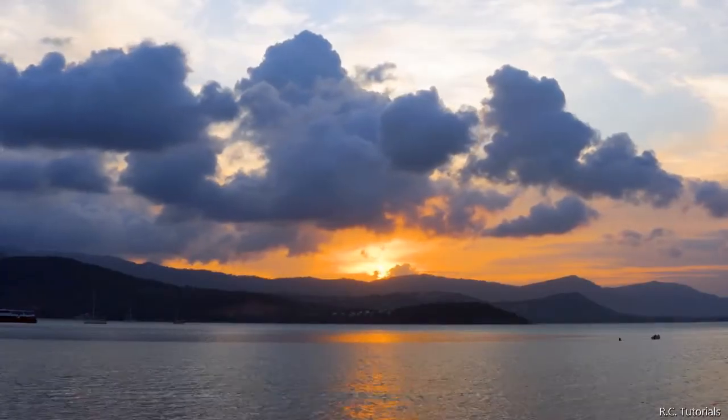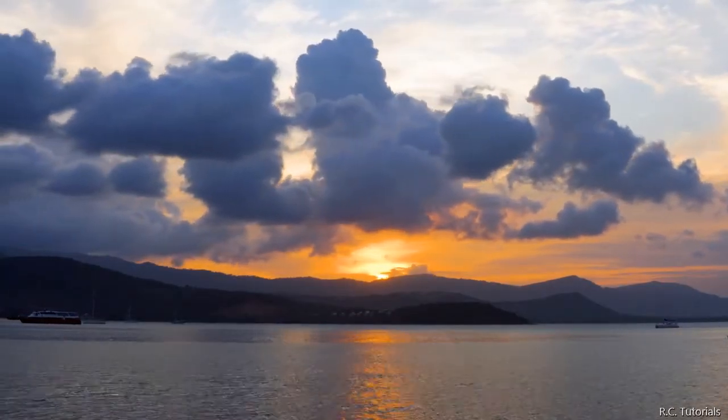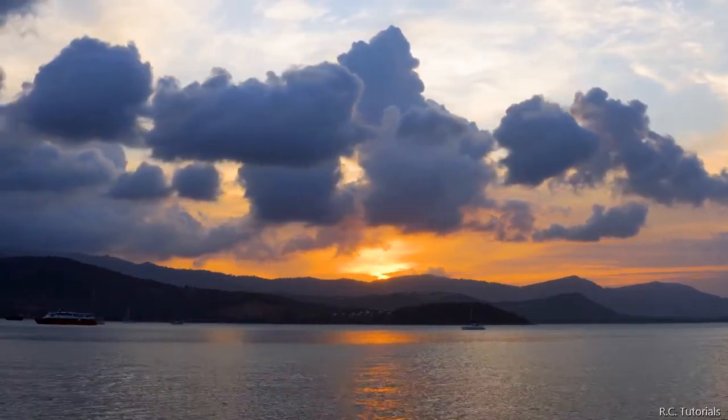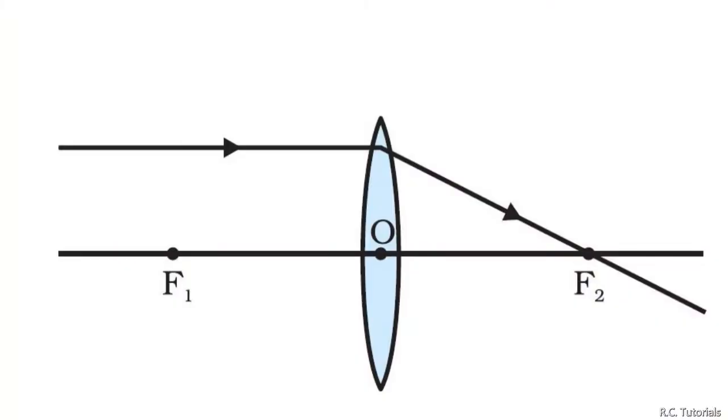The next topic is image formation by convex lenses. Number 1. When a ray of light comes parallel to the principal axis of the convex lens, it will pass through the focus on the other side of the lens.